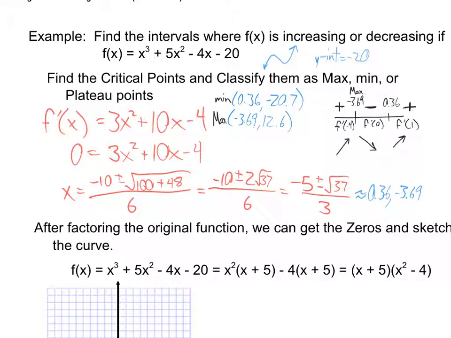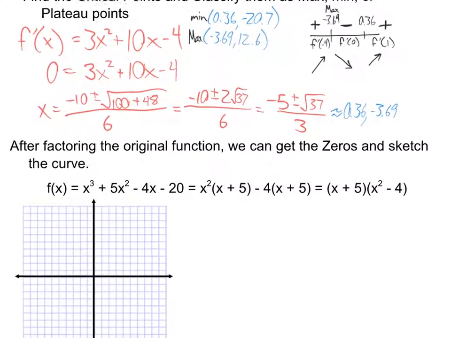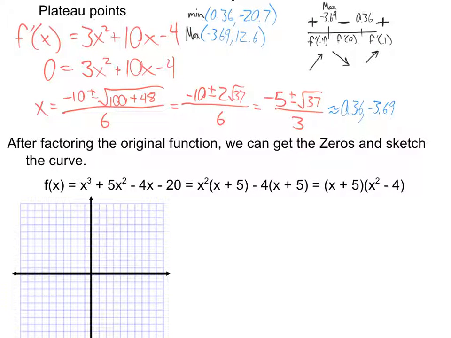What would the sign diagram for plateau points look like? If the 0.36 gave us a plateau, we would be decreasing, and then it would continue to decrease afterwards. Now, this has told us a bunch of stuff so far.